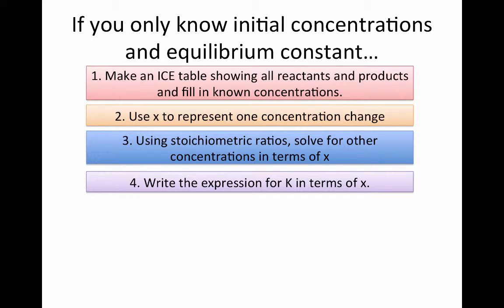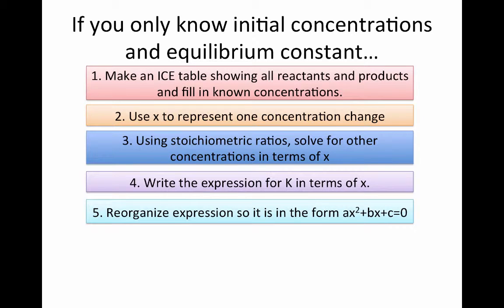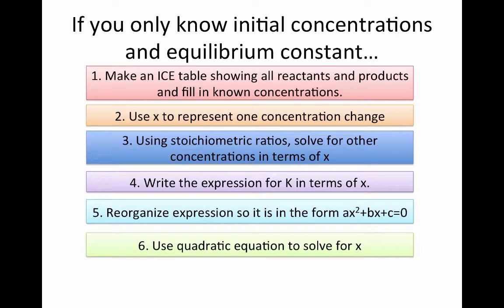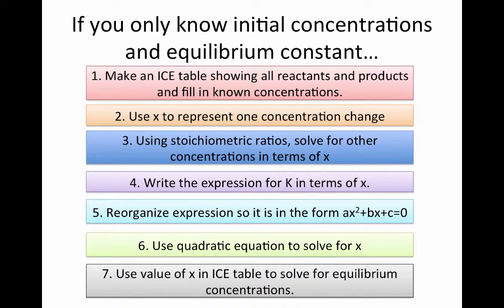We can then use our table to write the expression for the equilibrium constant in terms of x. We will reorganize that expression so it's in the form of a quadratic equation, ax squared plus bx plus c equals 0. And then we can use the solution to the quadratic equation to solve for x. Then finally, we're going to take that value of x, put it back in our ice table, and use that to get actual numbers for equilibrium concentrations. I realize that this process does not make a lot of sense just by looking at the steps. So let's actually apply it to a problem.